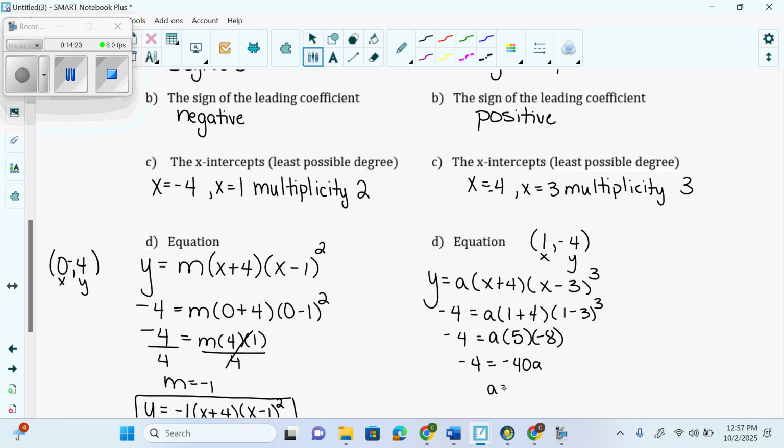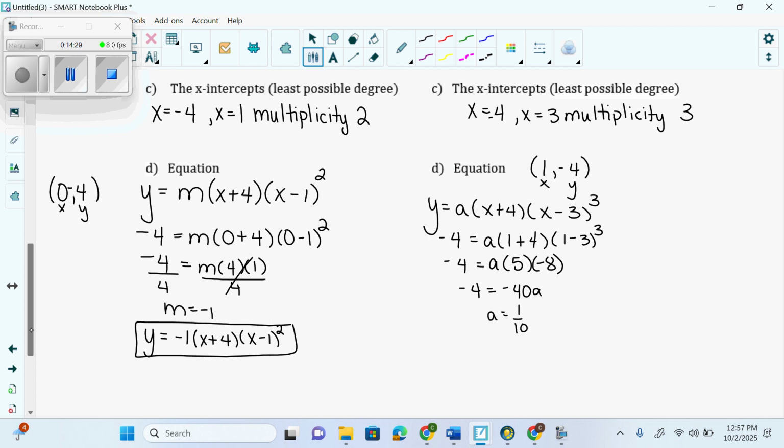A equals 1/10. Why did I use an A? I said I don't use A's, and then I used an A. You're just used for paying attention. Right. Because it could be an A. It could be an E. It could be a P. It could be a smiley face. I wouldn't suggest you not do it, but it could be. So y equals 1/10 (x plus 4), (x minus 3) cubed.